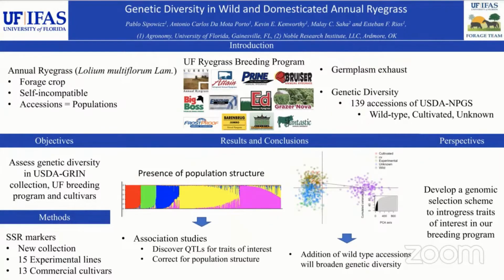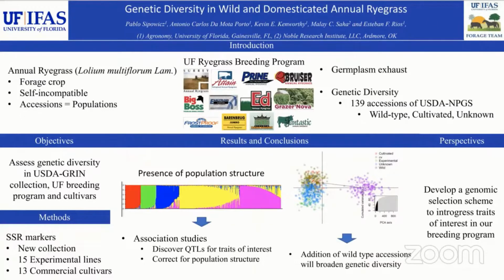The University of Florida's ryegrass breeding program has successfully exploited this heterogeneity by releasing more than 20 cultivars in the last 20 years. However, in recent years, there have been signs of germplasm exhaustion. To tackle this issue, the breeding program has selected 139 accessions from the USDA's National Plant Germplasm System to try and broaden the genetic diversity. These accessions can be divided by their passport status into wild type, cultivated, and unknown.